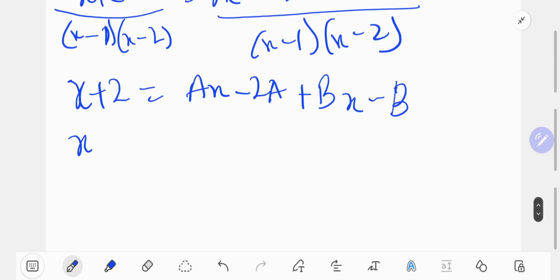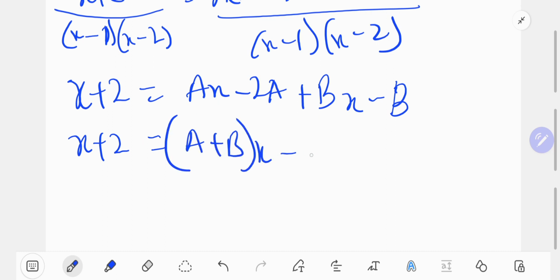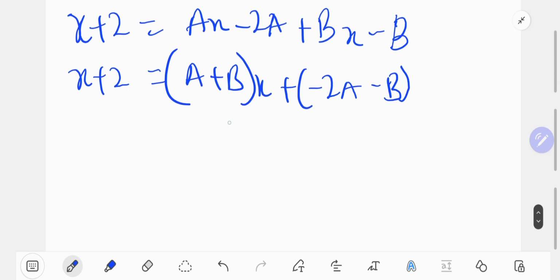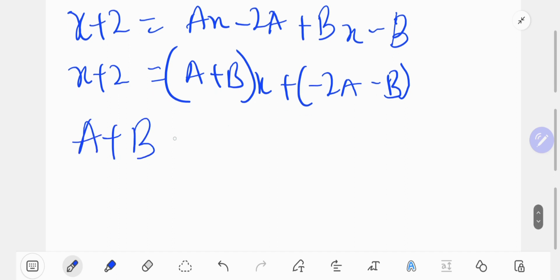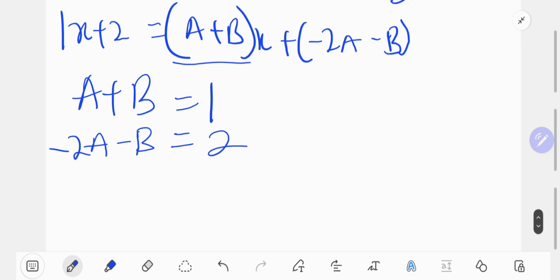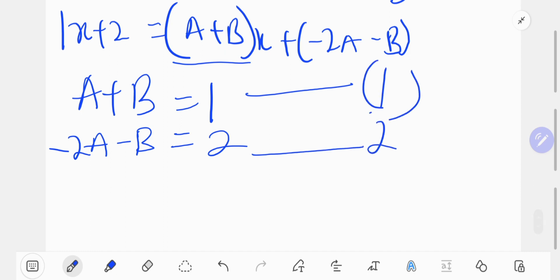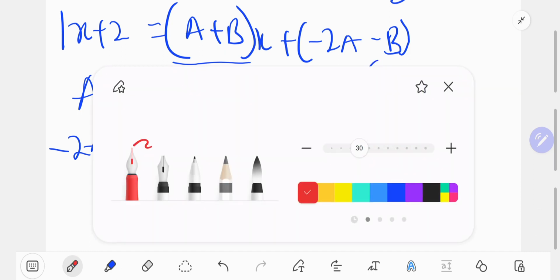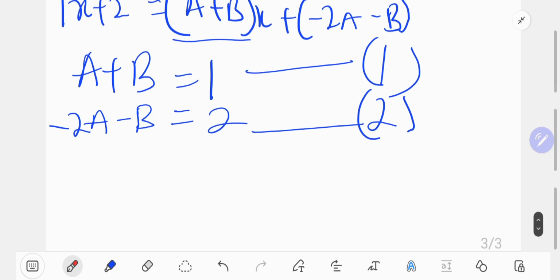Okay, so grouping like terms: (a plus b) in one bracket, x plus (minus 2a minus b) in another bracket. By comparing coefficients, we are going to have a plus b equals 1, because this is the coefficient of x. Then minus 2a minus b equals 2. So this is our first equation, second equation. Just solve them simultaneously. Let's do this by the elimination method.